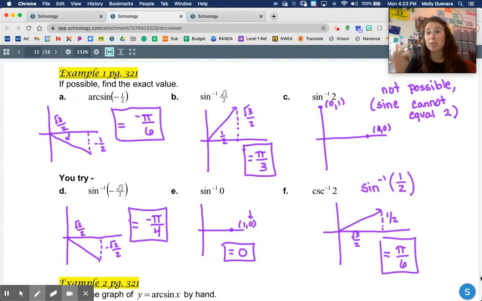And that's it. So it's just kind of thinking about it in the reverse way, but it does require that we know the unit circle fairly well. So if we're still struggling with the unit circle and we want more practice, just make sure that you reach out for help.